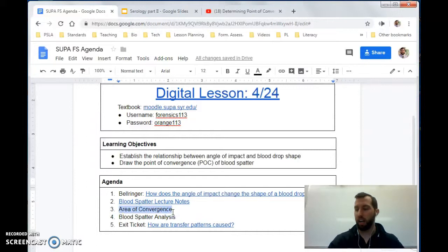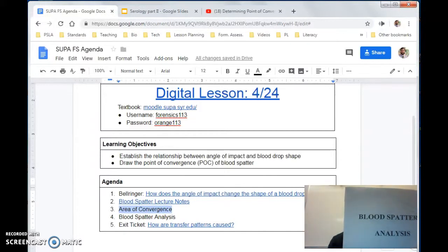So the first is area of convergence. That looks like this. Okay. And then the second is blood spatter analysis, and that's a packet. We're going to do just the first half of the packet. Okay, and so that's this. We'll do both those today.